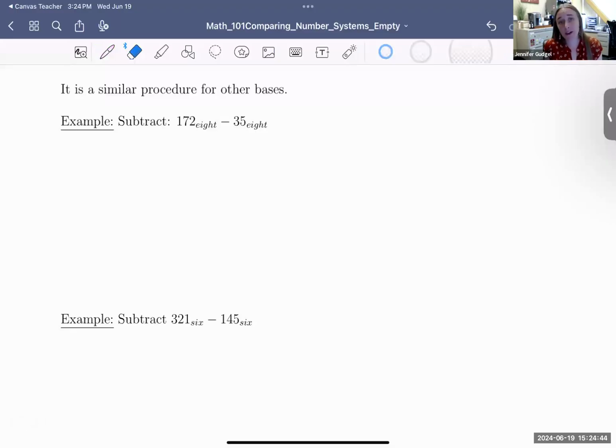We have a similarity in other bases. We're going to look at a base 8 example, and then in the next video, we'll do a base 6 example. So in base 8, when we break apart, we don't get 10 pieces out of it. We get 8 pieces out of it.